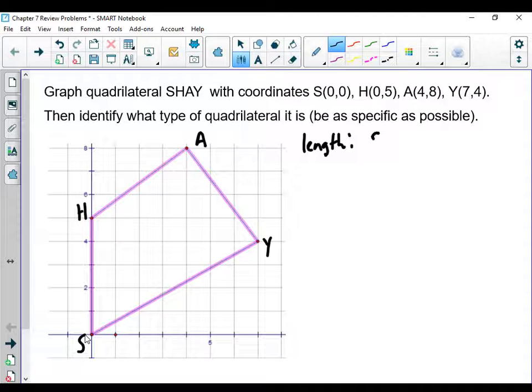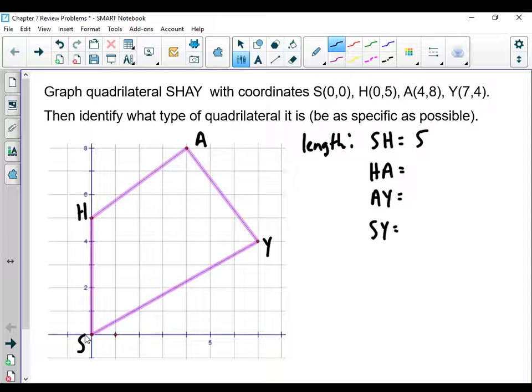So I'll go SH, then HA, AY, and SY. I'm going to see how long each of those sides are. SH isn't too bad because all we have to do is basically count it. So from 0 to 5, SH is just 5 units.